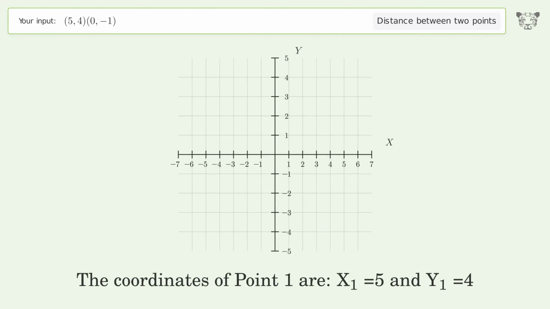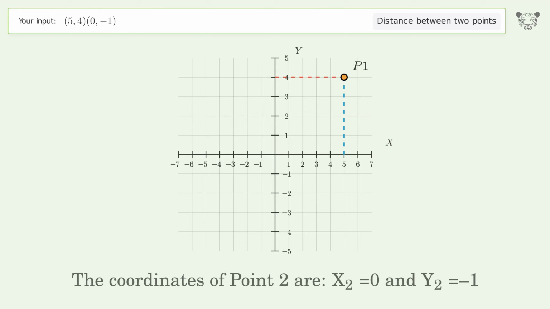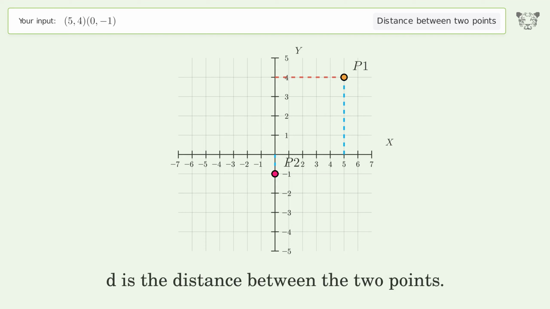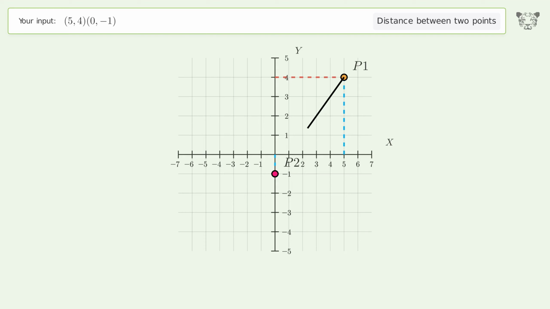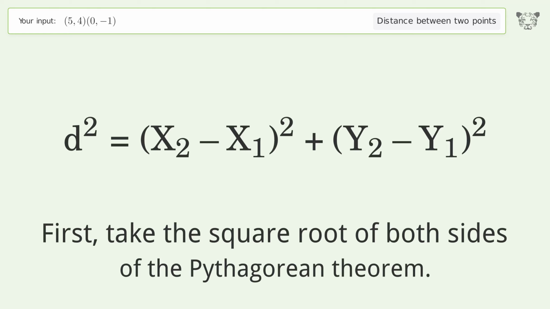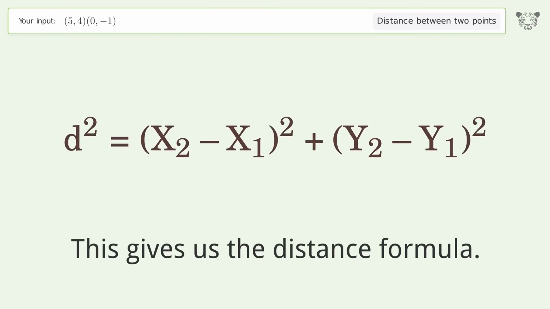The coordinates of point 1 are x1 equals 5 and y1 equals 4. The coordinates of point 2 are x2 equals 0 and y2 equals -1. D is the distance between the 2 points. First, take the square root of both sides of the Pythagorean theorem. This gives us the distance formula.